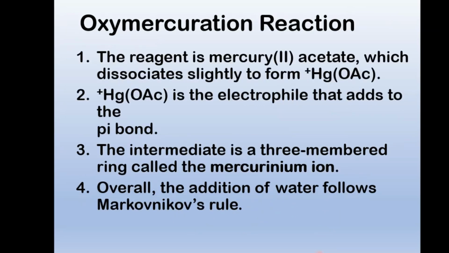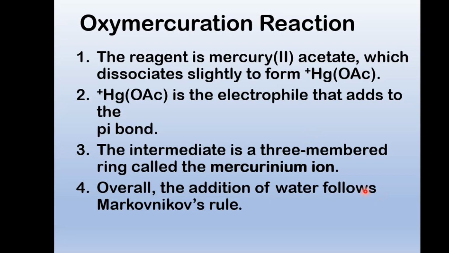The reagent is mercury(II) acetate, which under reaction conditions dissociates, and we get this electrophile. Then the electrons in the pi bond and the electrophile attack each other. Of course, I'd like to say the pi bond attacks the electrophile, so you draw your curved arrows in the correct direction.